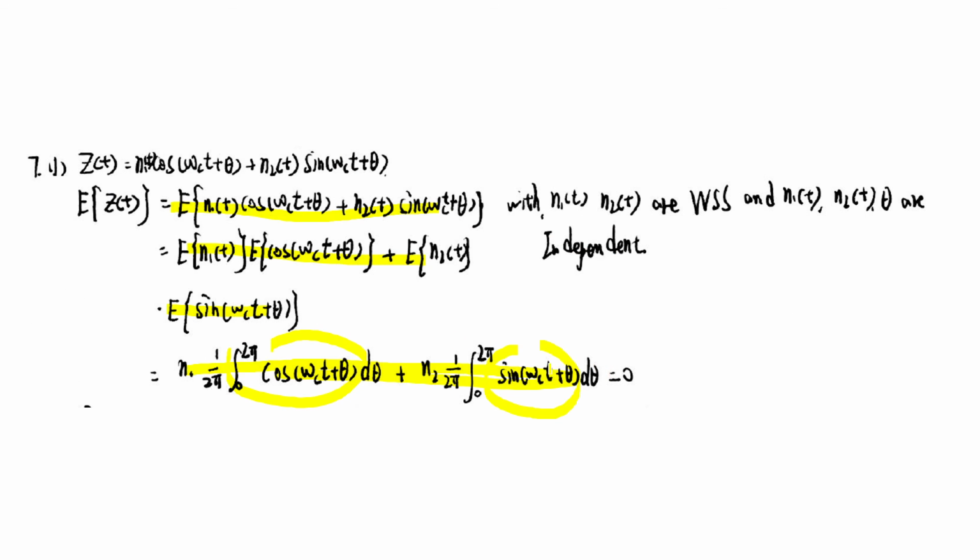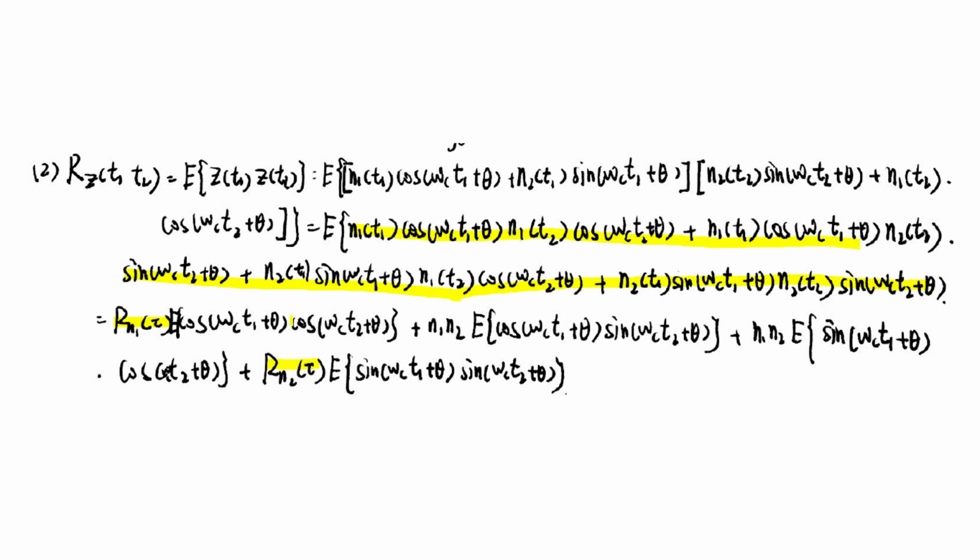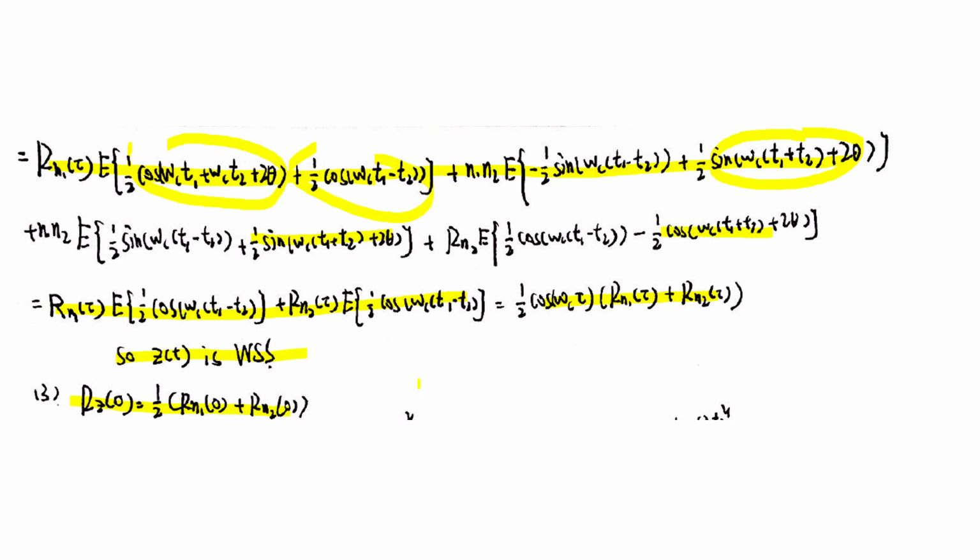The third question is to find R_Z(0) if Z(t) is WSS. So we can just simply apply τ equal to 0 to find the answer here. So the answer should be like this. And that's all. Thank you.